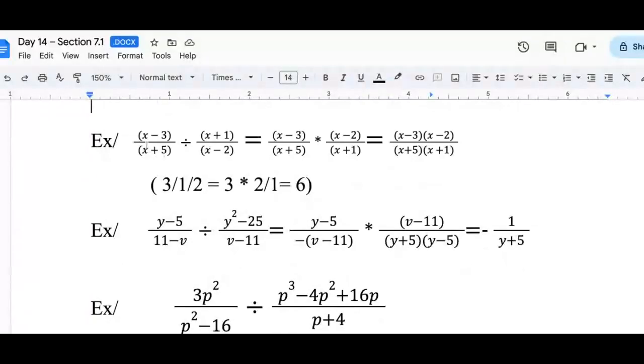Let's see some examples. We have this x minus 3 divided by x plus 5, divided by x plus 1 divided by x minus 2. So what do we do? We change division into multiplication. We flip the second one around, the divisor around. So the numerator in the divisor now becomes the denominator. The denominator before now becomes the numerator. Then we multiply across. If we have common factors, we would simplify. Here we don't have any common factors, so we just leave it like that.